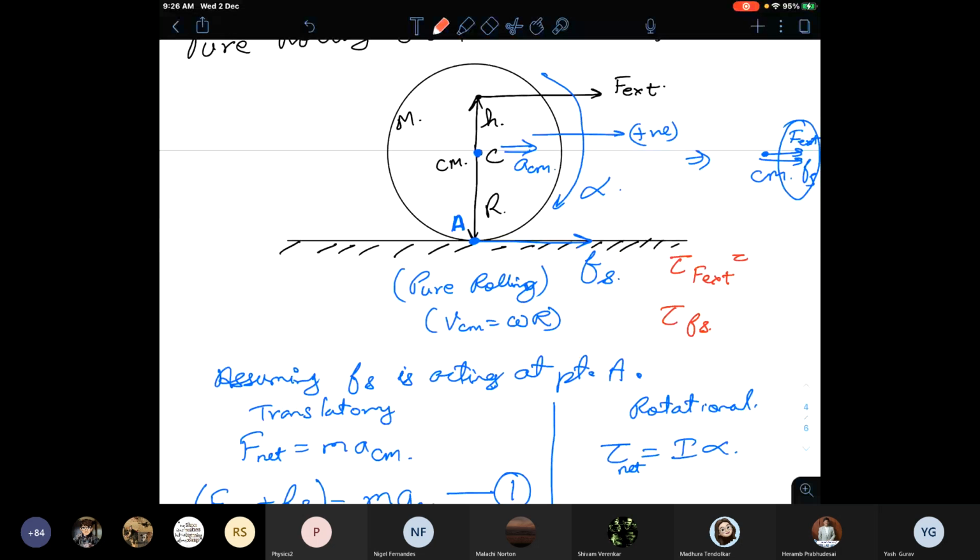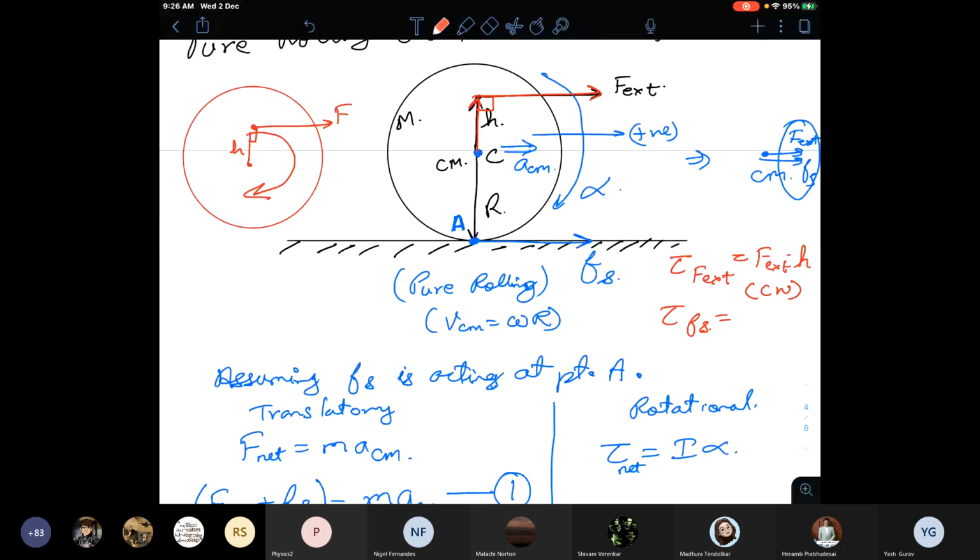Now, what is the torque due to F external? Simple. The F external force is this, and the perpendicular distance from the center of mass is h. So the magnitude is F external into h. What about the direction? Remember I told you how to calculate the direction. Forget any other force, just concentrate on this force. Suppose I am applying a force F like this at a height h, the body wants to rotate in clockwise direction. So if it wants to rotate clockwise, its torque will be clockwise.